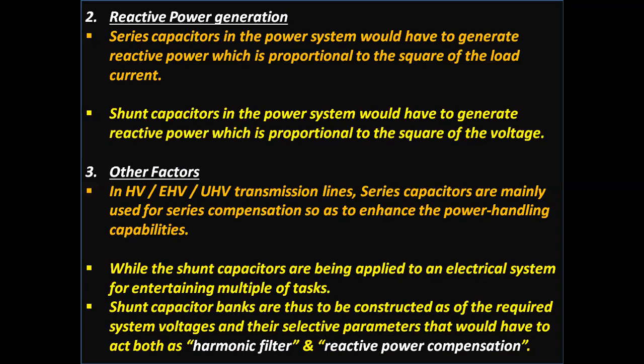Number 3. In high voltage, extra high voltage, and ultra high voltage transmission lines, series capacitors are mainly used for series compensation so as to enhance the power handling capabilities, while shunt capacitors are applied to an electrical system for multiple tasks.